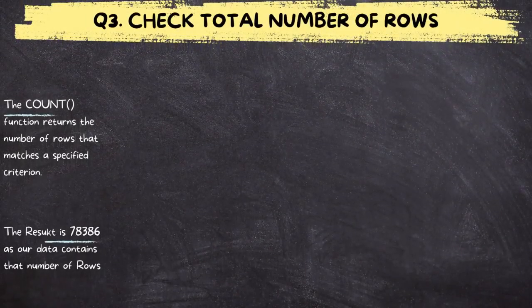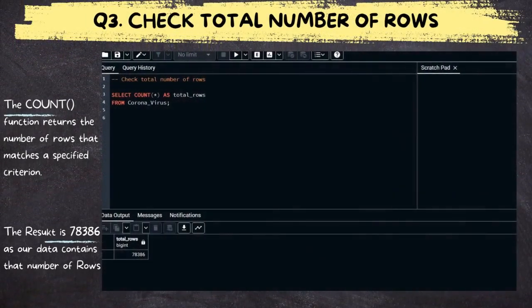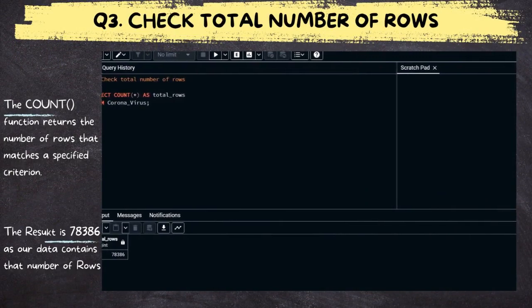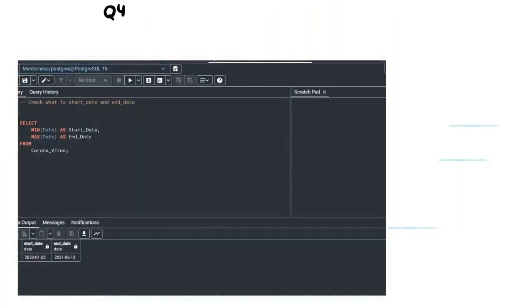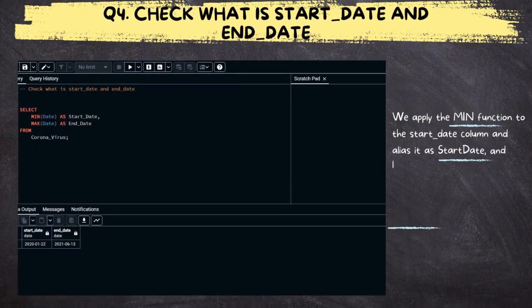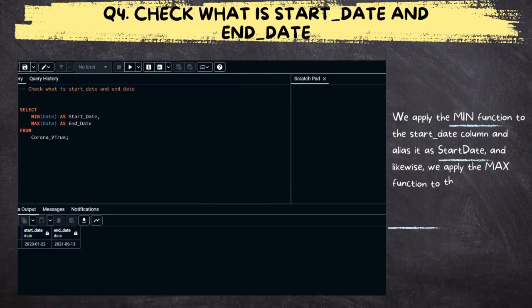In question 3, we have to use the count function to get how many rows our dataset contains. I used the count function, and the result is 78,386. In question 4, we need to find the start and end dates of our dataset. So we apply the min function to the start_date column and alias it as start date, and likewise, we apply the max function to the end_date column and alias it as end date.